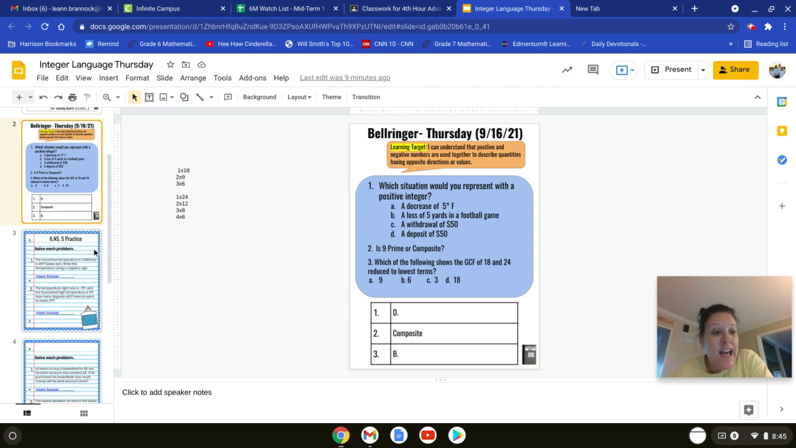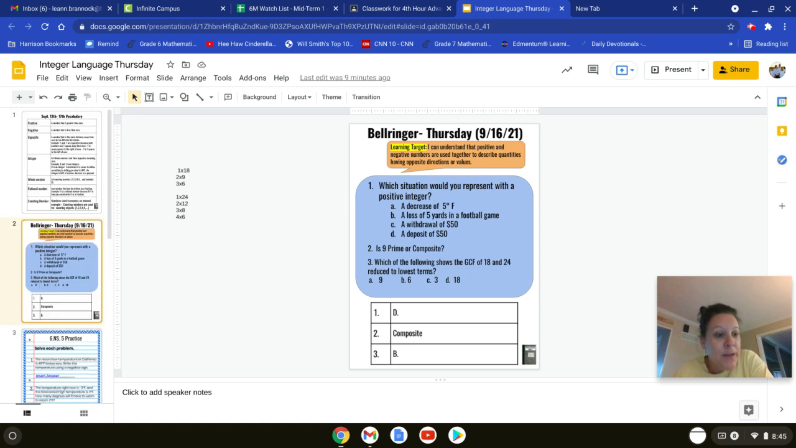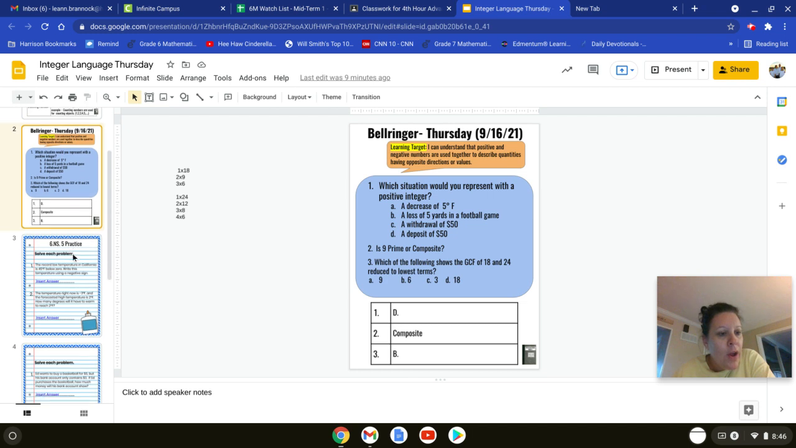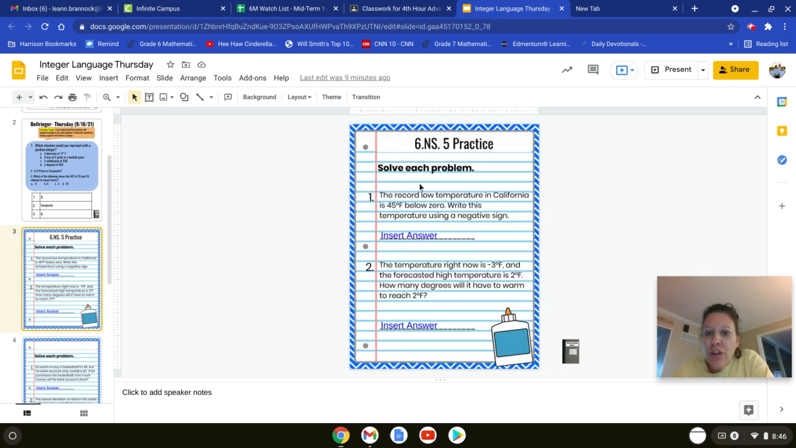So once again, let's continue on this lesson and go down to our next part. Our I can statement wants us to understand positive and negative numbers are used to describe numbers. Some of those numbers can have opposite directions and opposite meanings, opposite values, just like we talked about, the opposite of deposit is withdrawal. So now you're going to go through and solve each problem. Well, there's not a whole lot of solving on these.